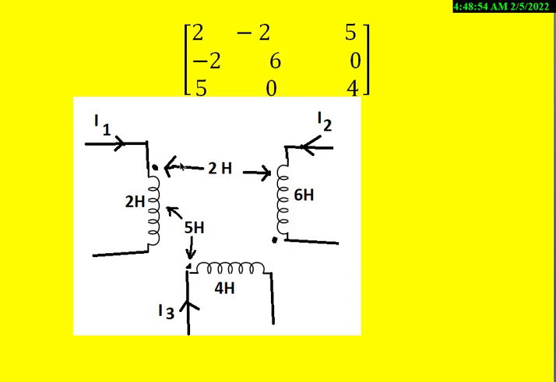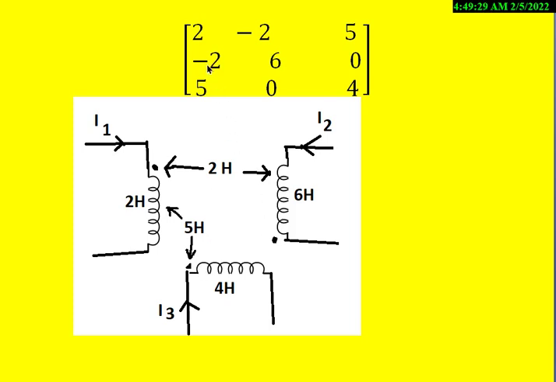So we write the matrix like this. L11 is this 2 Henrys. L12 is between this and this, that is 2 Henrys, because the current enters the dot here and the current leaves the dot here and it comes under dot rule 2, so the sign of the mutual inductance is minus. Then L13, the mutual inductance between the first coil and the third coil, is 5 Henrys, and the sign is positive because the current enters the dot in both the coils.